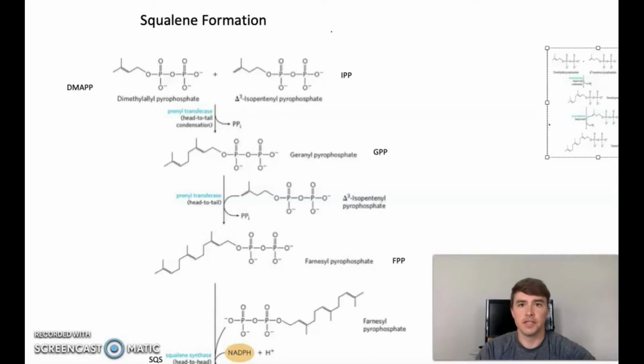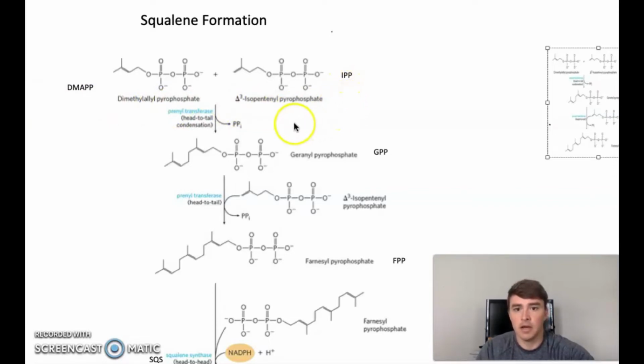All right, the third stage of cholesterol biosynthesis occurs within the cytosol and involves the polymerization of 6 5-carbon isoprenes to form a 30-carbon squalene. Picking up where we left off at the last stage, we have 2 isomers. We have dimethylallyl pyrophosphate, DMAPP, and 3,3-isopentenyl pyrophosphate, denoted as IPP.